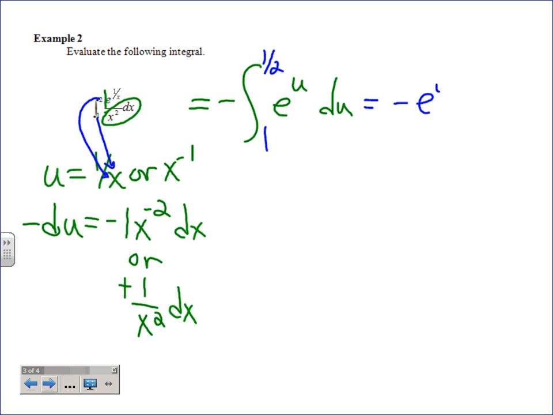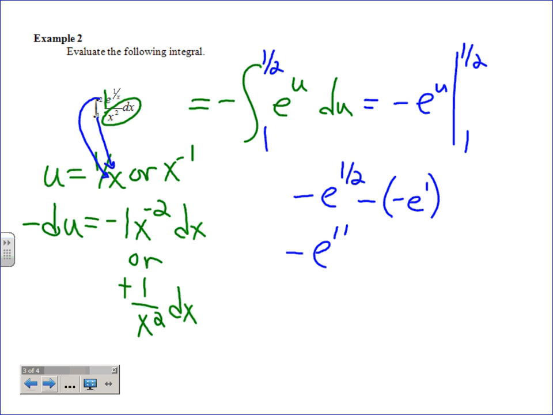Then negative e to the u. Notice no constant this time because it's definite. So what happens? It's negative e to the 1/2. Remember, that's putting in the top number minus whatever you get putting in the bottom number, which is negative e to the 1st. So the only thing I'd probably do to clean that up is just write it as negative e to the 1/2 plus e.